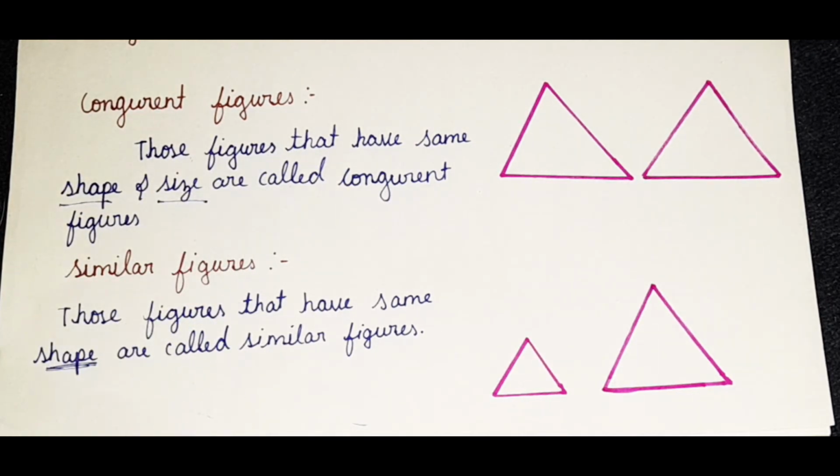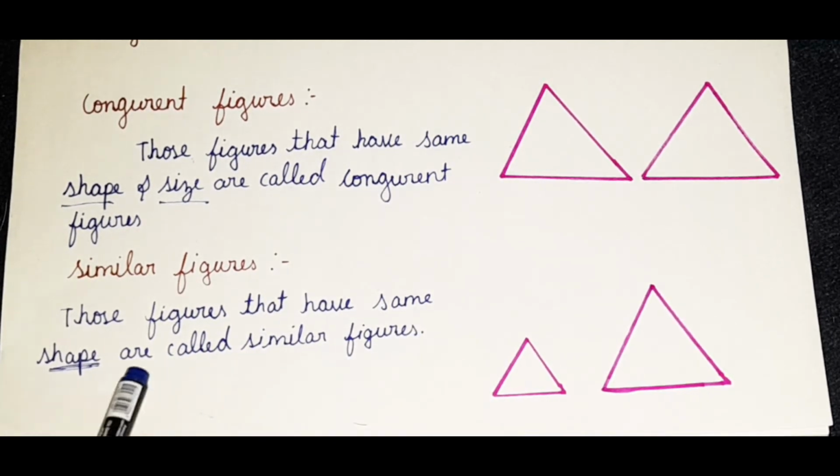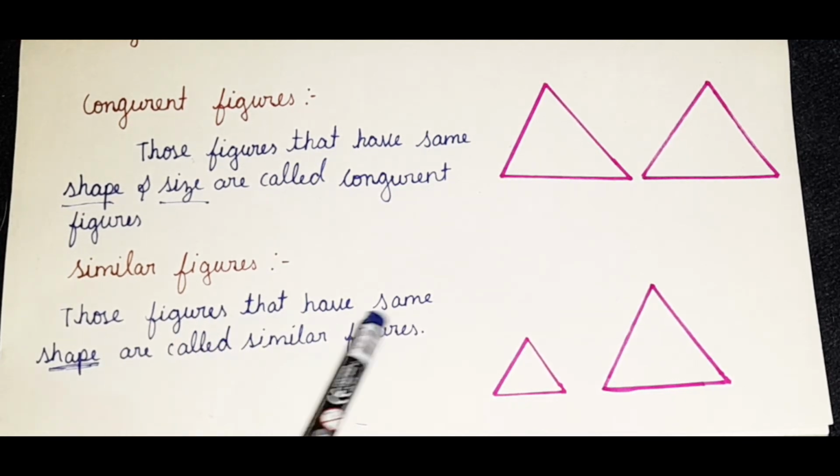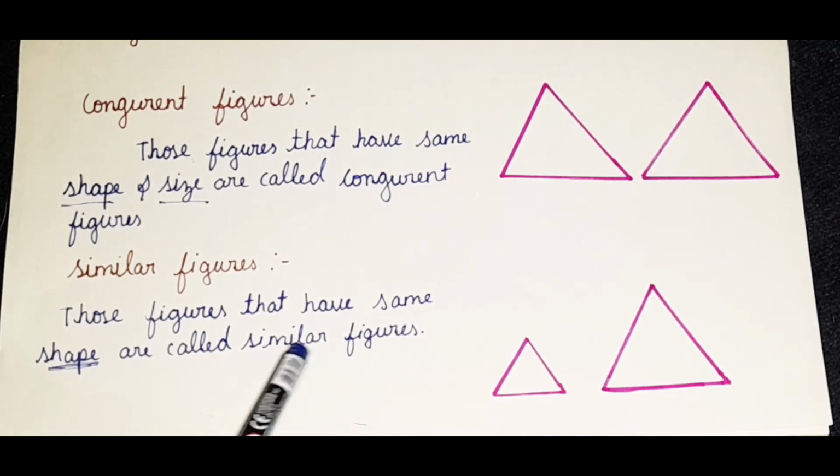Okay, now let's move ahead. The next topic is similar figures. Similar figures means those figures that have the same shape. Here only one single word is really important, that is same shape. Those figures that have same shape are called similar figures.